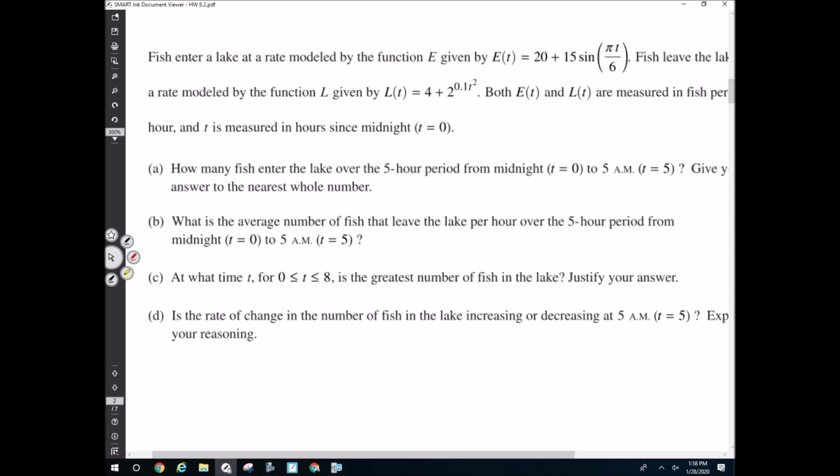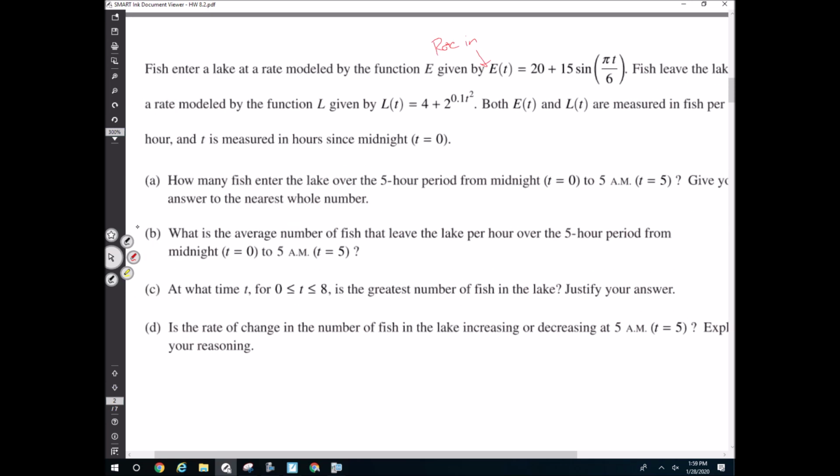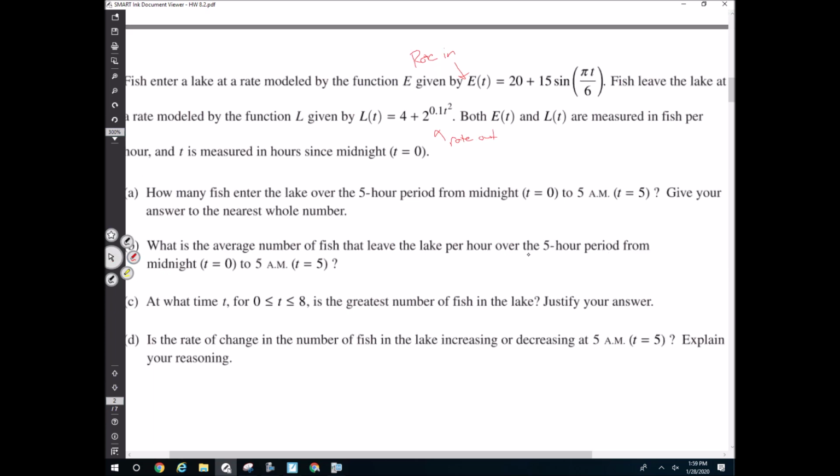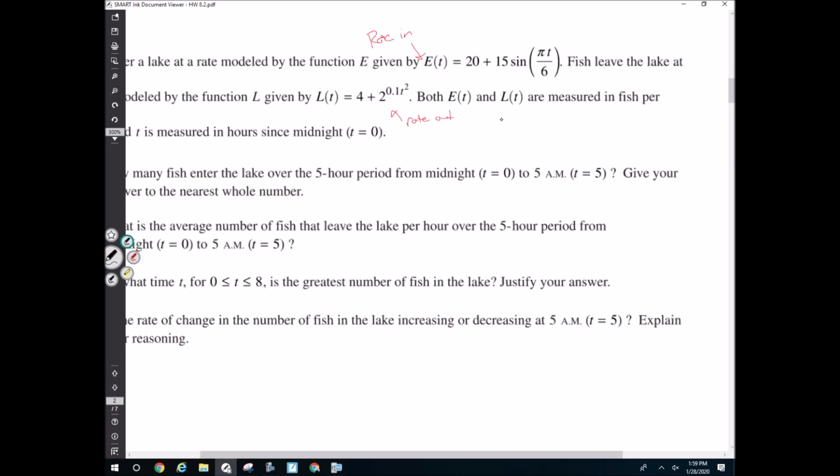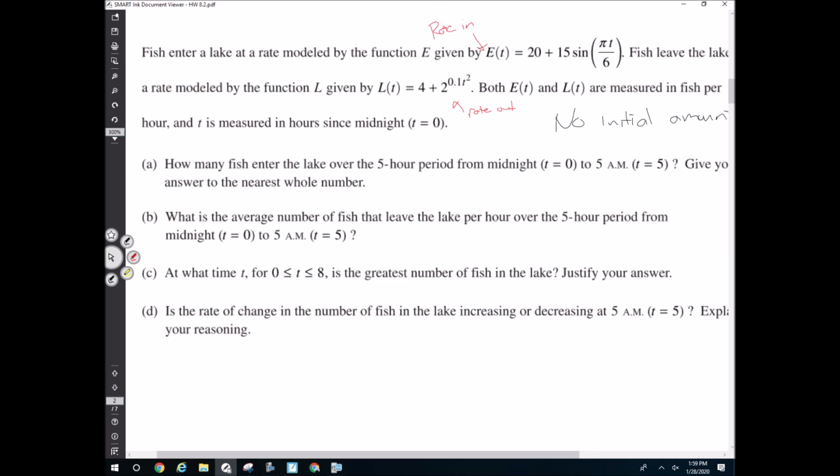We got fish entering. This would be our rate in, or the rate being added. Fish are leaving. This would be our rate out. We are not told an initial amount. Maybe you're going to be told an initial amount in one of the parts, but for right now, we're just saying you got 0 fish in the tank to start with, okay?